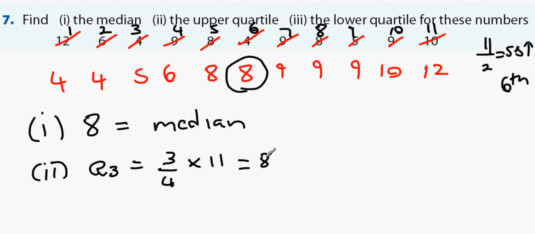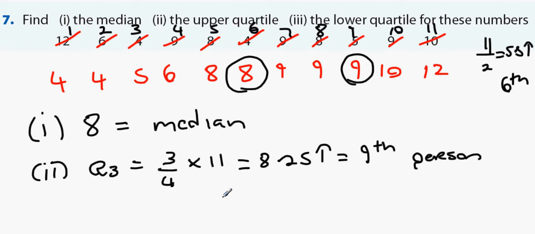8.25. You're going to round 8.25 up, and it's going to be the ninth person. Okay, so the ninth person, if you look at my number 9 here, it's going to be directly underneath. So the ninth, Q3, is actually going to be 9. Okay, so Q3 is going to be 9.